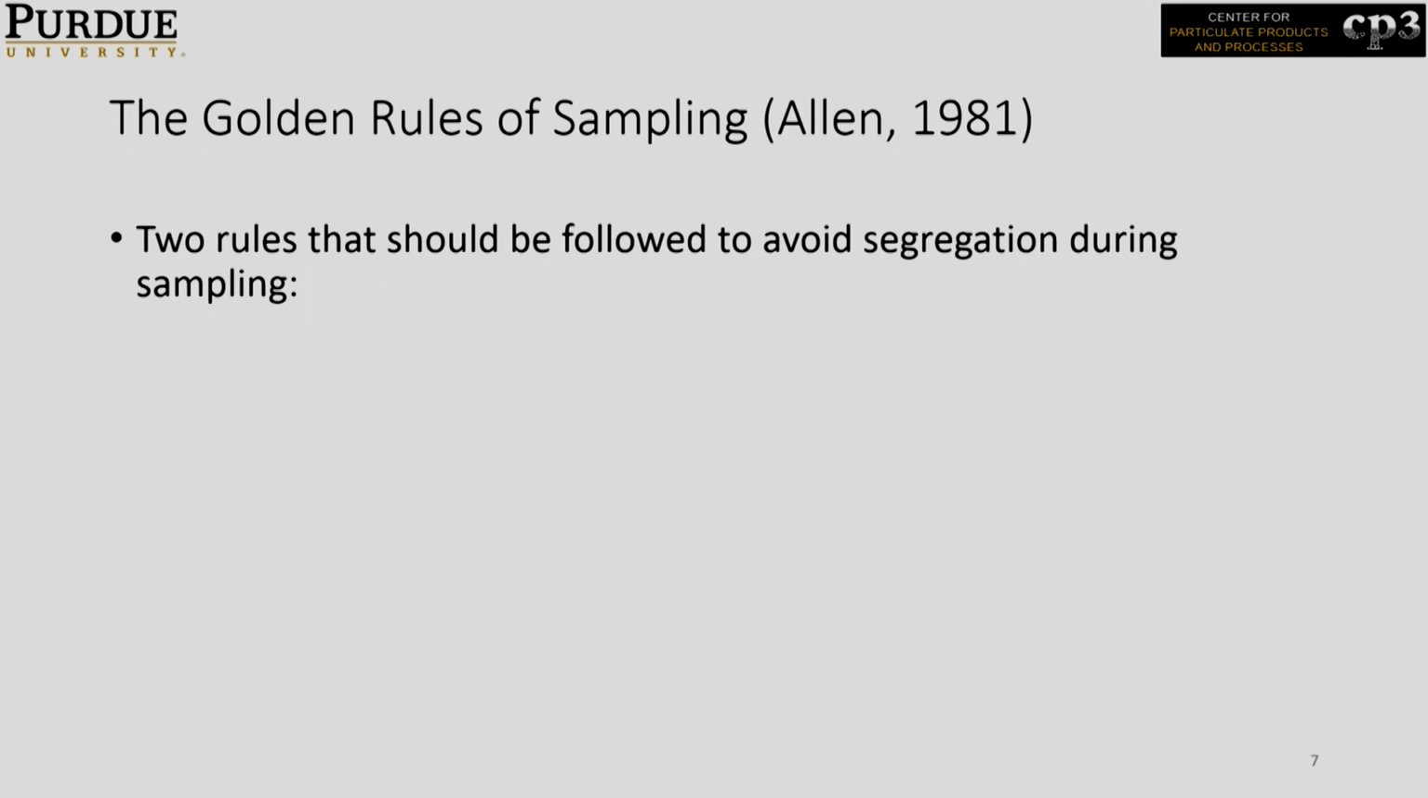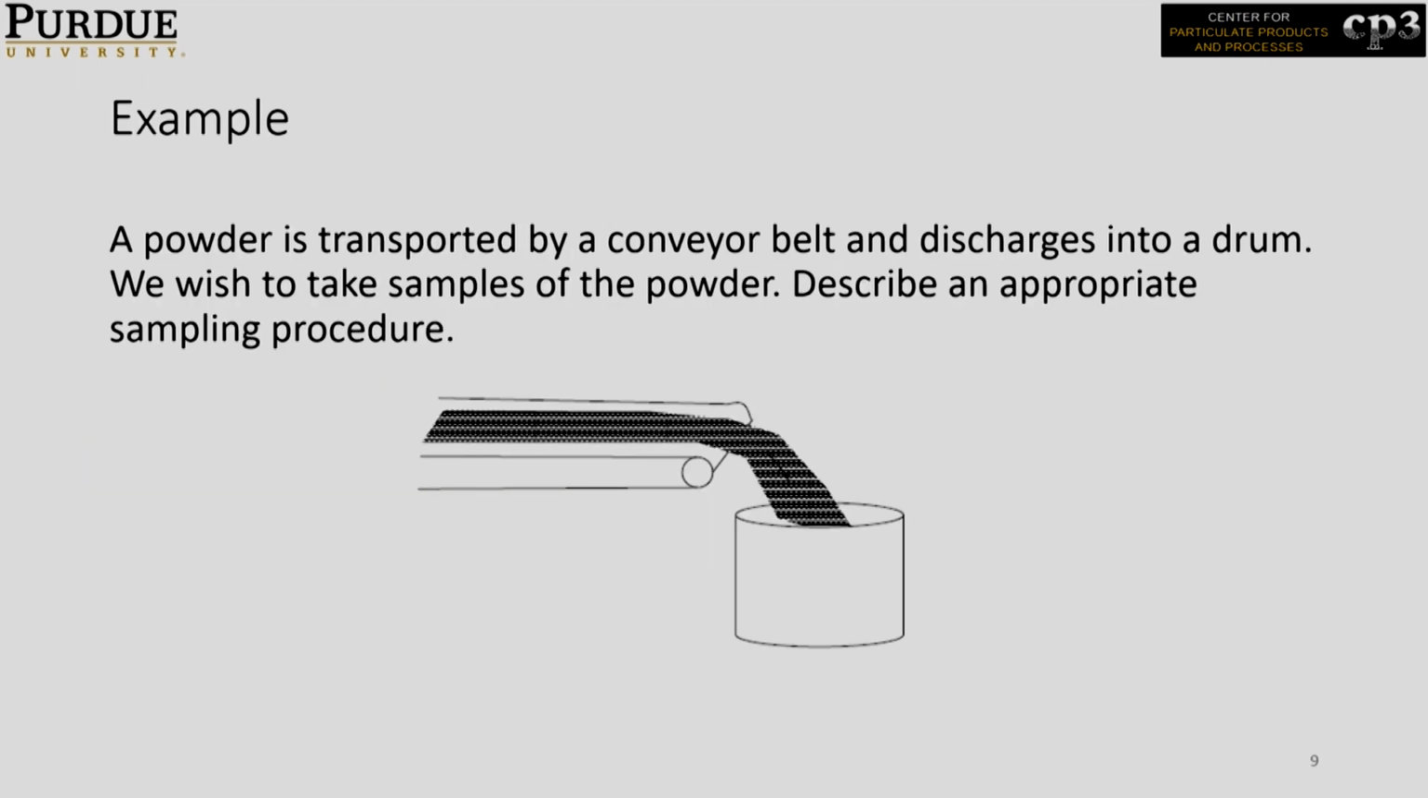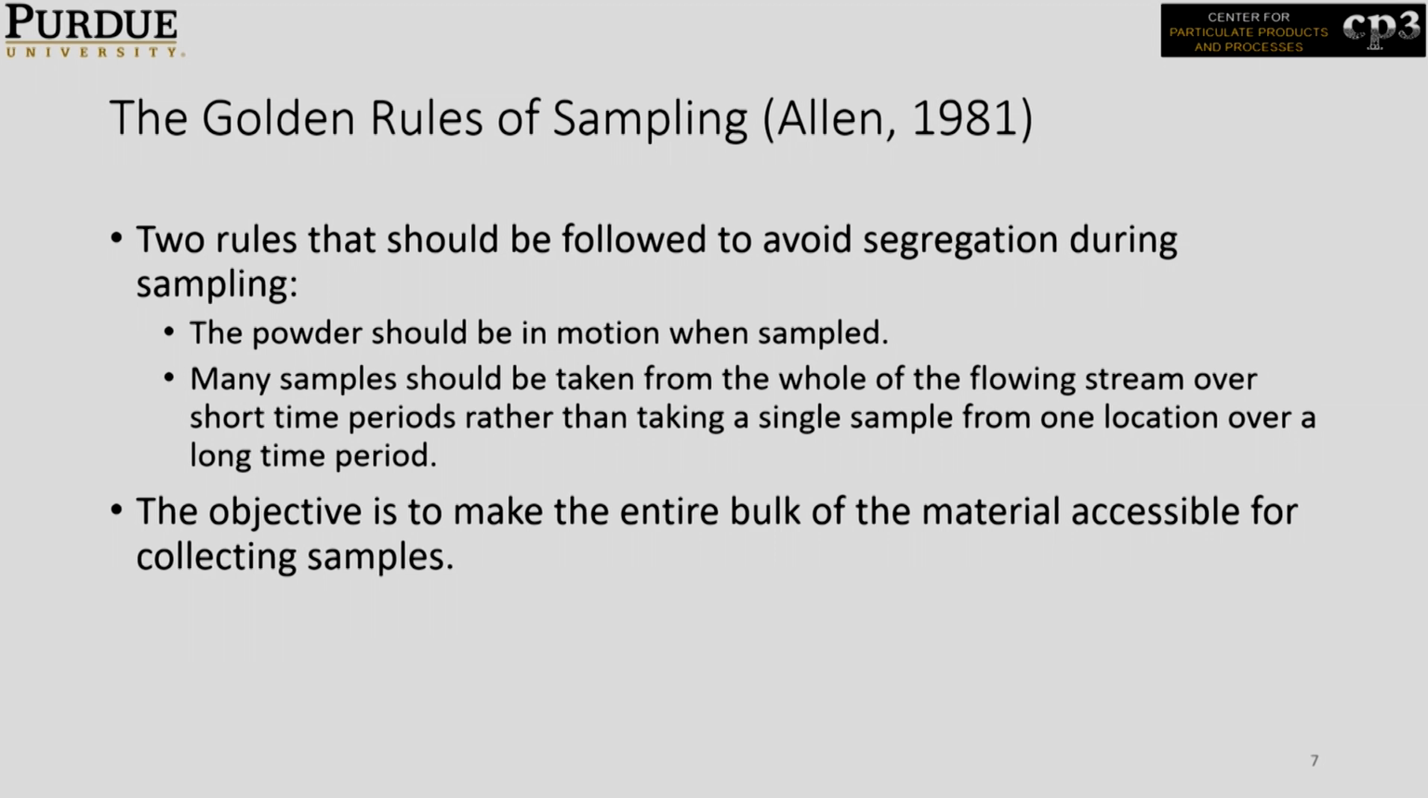Okay, so in general, we follow two rules when you are sampling. One is that the powder should be in motion when sampled. I thought I had an example before going into this, but I don't see it. Okay, I have it in the next part. So when you subsample powders, you have to keep in mind two rules. One is the powder should be in motion when sampled, it should be flowing, and the other is many samples should be collected at frequent intervals rather than just one sample at one time.